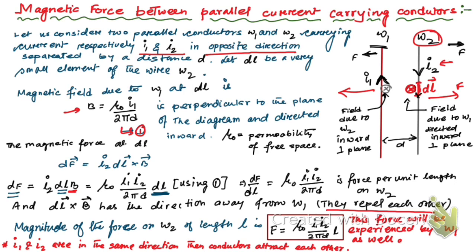Okay, so let me explain the direction of the forces. Here you see, if these two are parallel conductors and the currents in these two are in opposite directions, then the forces will be in opposite directions. They are going to repel each other, right? And if the current flows through these wires in the same direction, then they are going to attract each other, right? That is the concept.